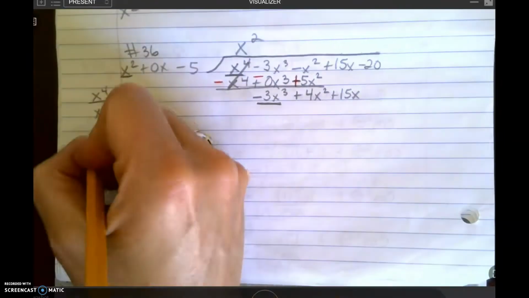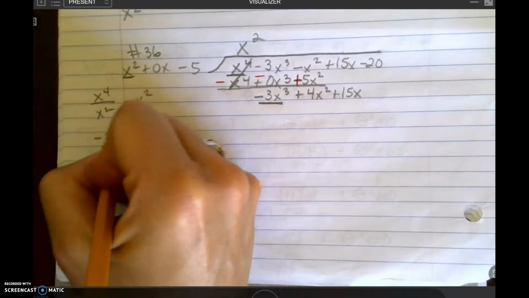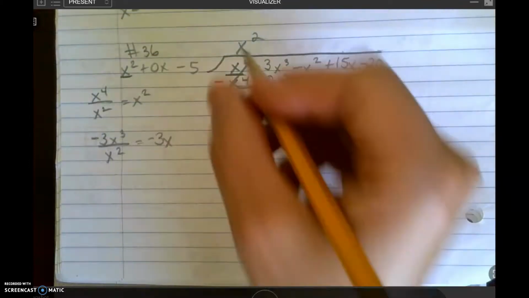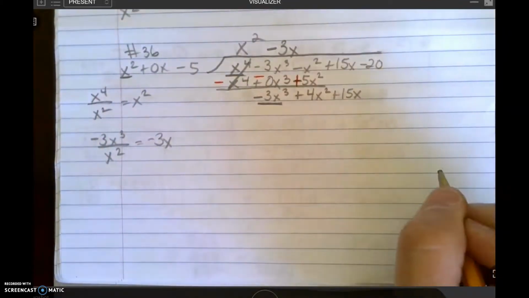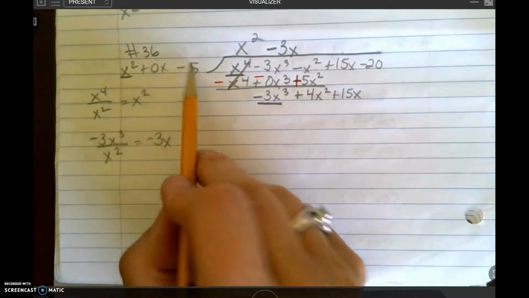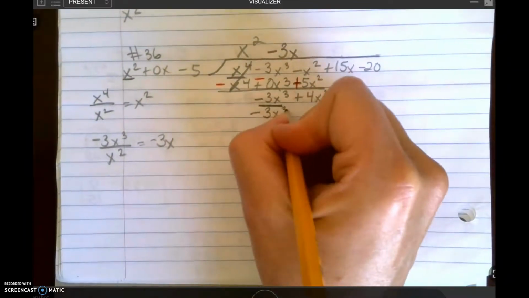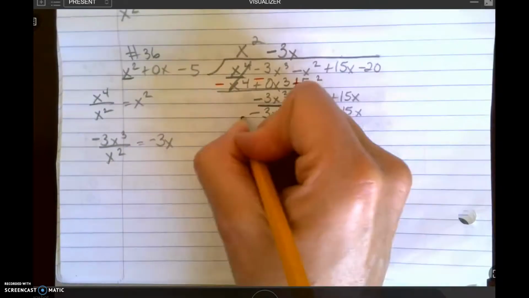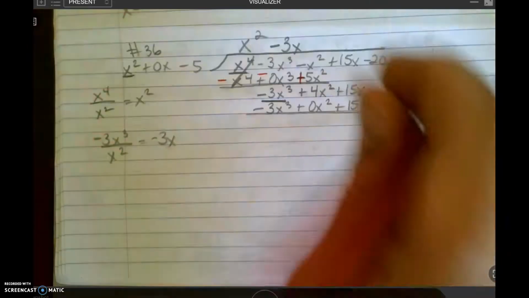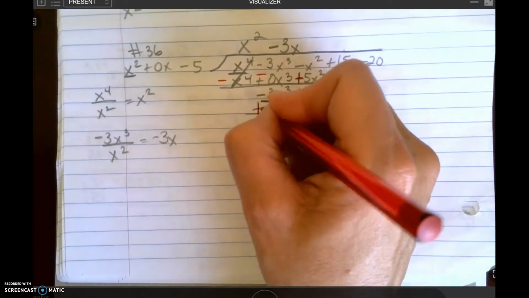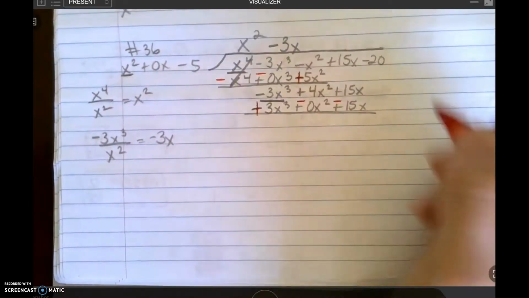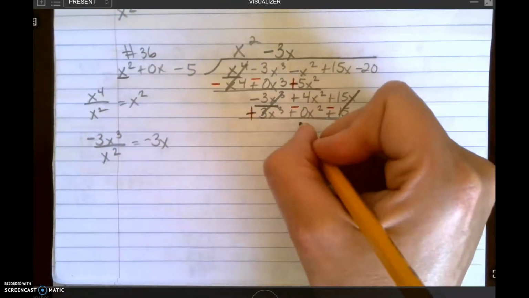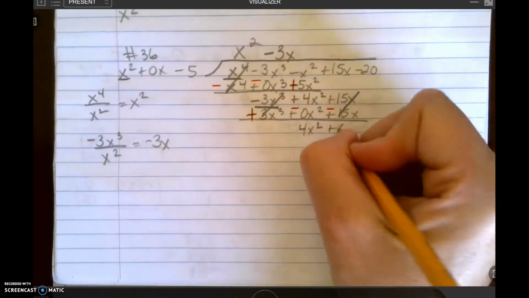Focus on the first. Negative 3x cubed divided by x squared is negative 3x. Take that negative 3x and multiply it by each term in the divisor. Negative 3x cubed plus 0x squared plus 15x. Change my signs because I'm subtracting. Positive, negative, negative. And both the first and the last terms cancel here. And I get 4x squared, 0x, minus 20.